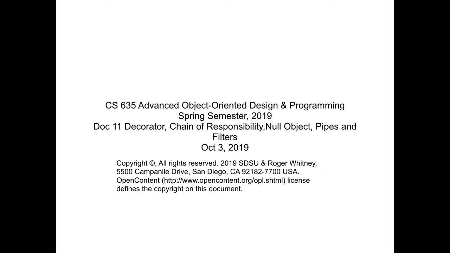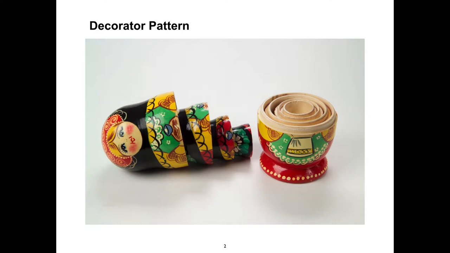Some more patterns. The decorator pattern. Some of you may have come across those little toy dolls from Russia, where they open up and there's another one inside, and it keeps on going. That sort of describes the decorator pattern. The goal is to add responsibilities to individual objects dynamically and transparently. Dynamically means at runtime, I can add more responsibilities to an object. And transparently means the rest of the code doesn't have to know or change to take that into effect. That's just a foo object, it's still a foo object.